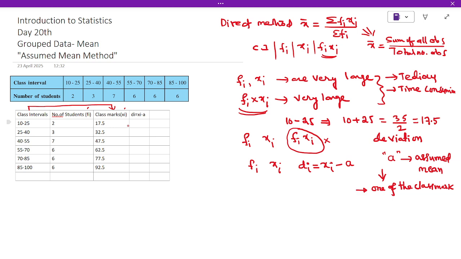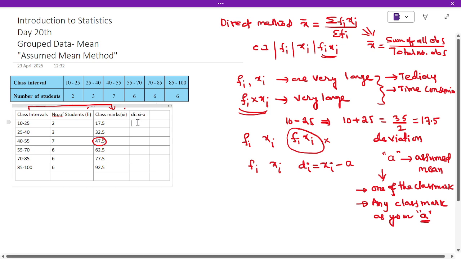So there is no restriction on the selection. You can consider any class mark as your a. Okay, but instead of choosing just anyone, we generally try to choose the middle one, the middle number, as our a. Why? I will tell you the advantage of choosing the middle class mark as your a. I will show you the benefit of that.